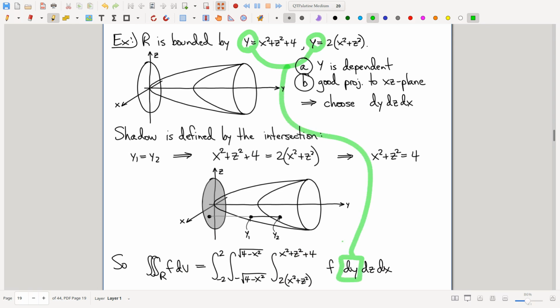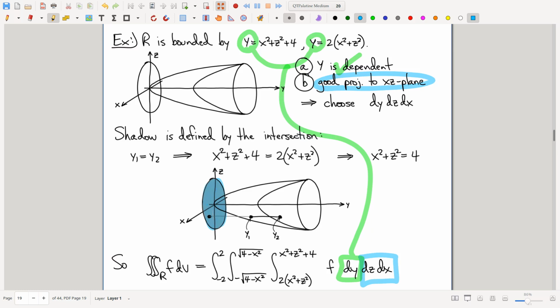Because I'm happy to solve for y as functions of x and z, but I really don't want to have to solve for x in terms of y and z. I can see the writing on the wall. That would be clearly bad. So that strongly advises putting the dy on the inside, which puts x and z on the outside, which means I'm going to think in terms of projecting to the xz plane. And the xz plane projection's not that bad.